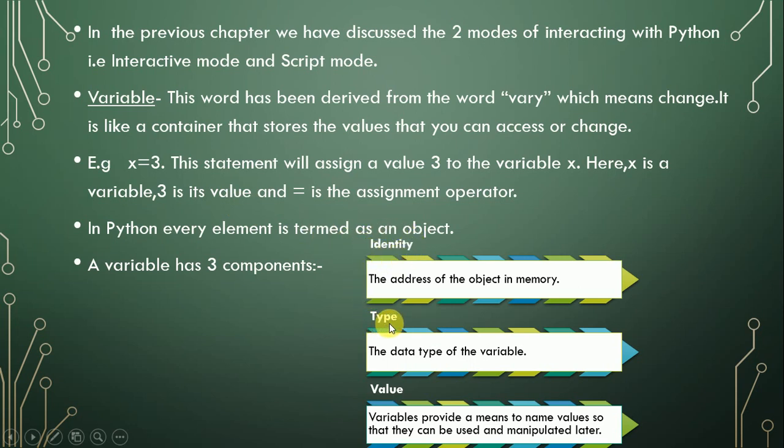Next is type. Type means the data type of the variable. Data type means whether it is storing an integer value, float value, string value or any other type of value. Basically it means the type of value the variable stores. Third is value. Variables provide a means to name values so that they can be used and manipulated later. As told before, 3 is the value of this variable.